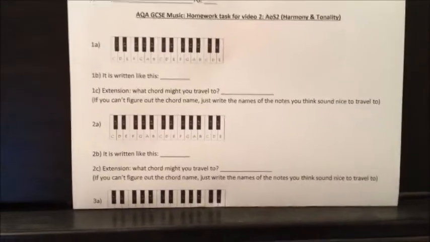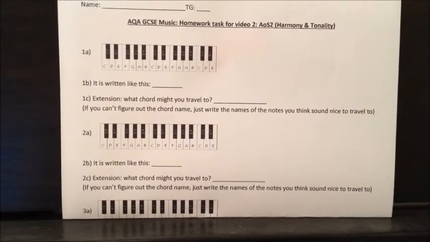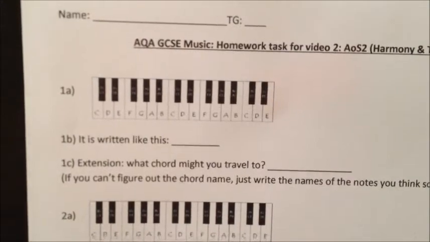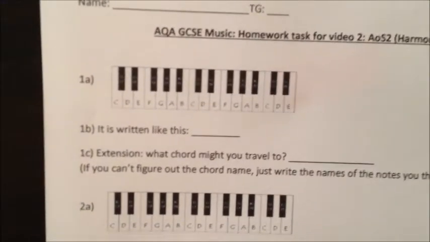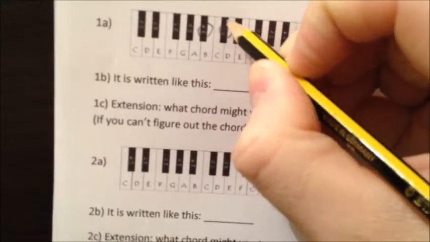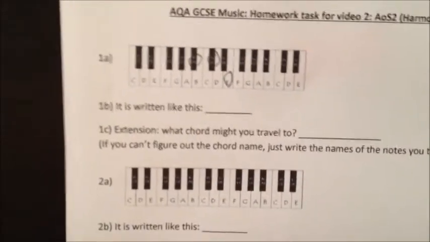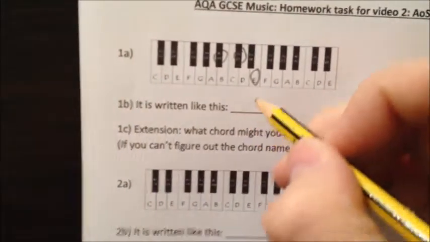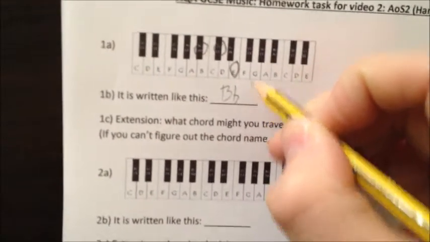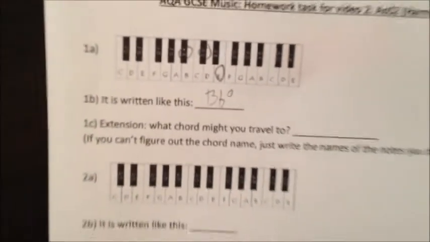So in this example, I am going to say 1A, we're dealing with B flat diminished. So the first thing you need to do is circle the notes in a B flat diminished, not diminished seventh, diminished. So that should be B flat, D flat, F flat. Notice I said F flat, not E. It is written like this. Well, if you've done your homework correctly, you should remember that we can do B flat, and then you can write dim, or like I'm going to do, you can do your little circle. And that is the correct way to write B flat diminished.